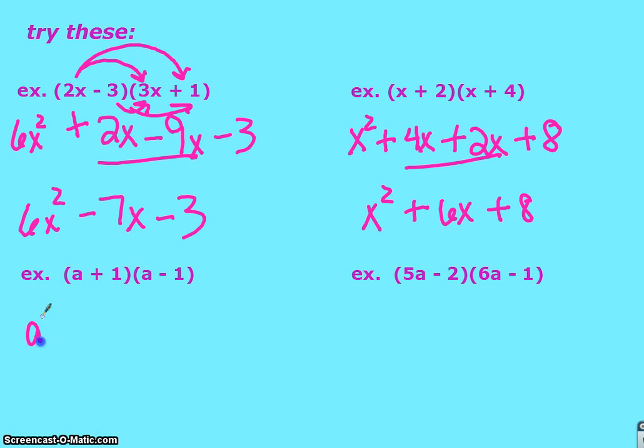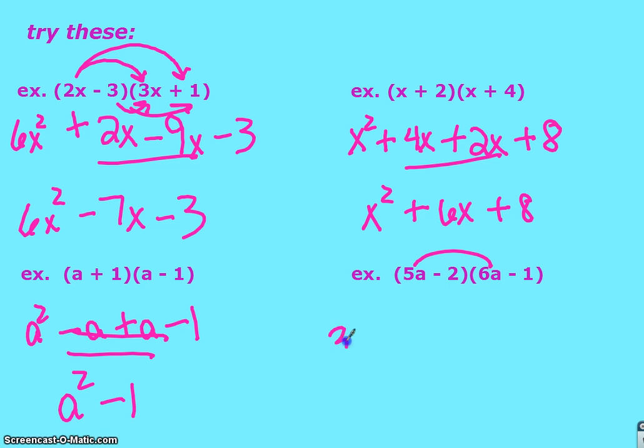A times a is a squared. A times negative 1 is minus a. 1 times a is plus a. 1 times negative 1 is minus 1. The 2 in the middle combine, so bring down your a squared. Negative a plus a is 0, so they cancel each other out. There will not be an a. Bring down your minus 1.